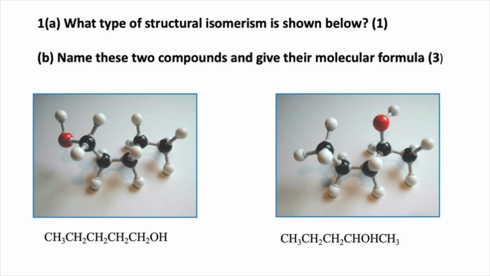So we're now going to test your understanding of this topic with some practice questions. So here's our first practice question. We want you to look at the two pictures and the structural formula underneath the pictures, and we want you to name the type of structural isomerism that is shown below. And for part B, we want you to name these two compounds and give their molecular formula. Pause the video, have a go at the question, and then we'll go through the answers.